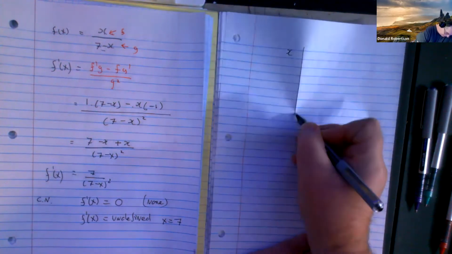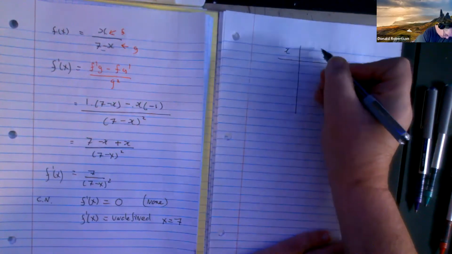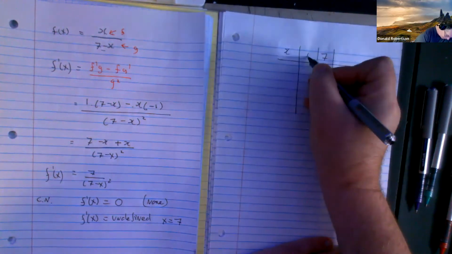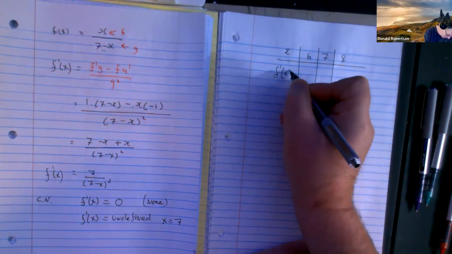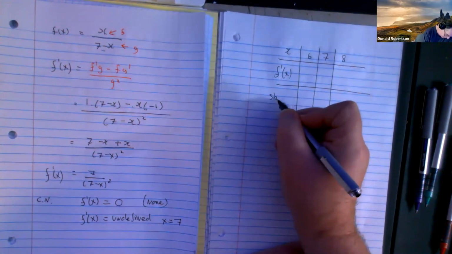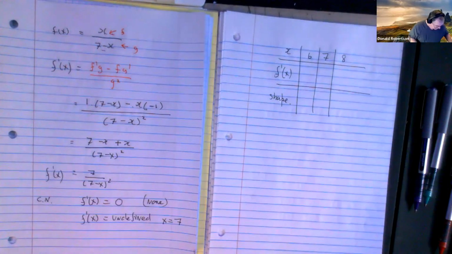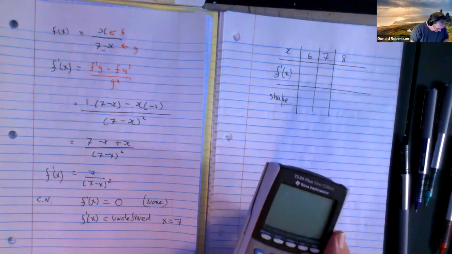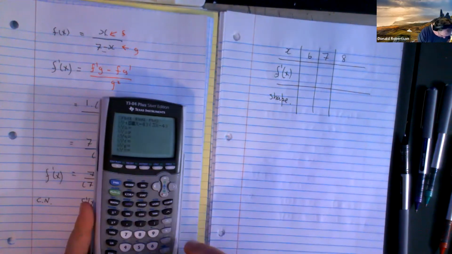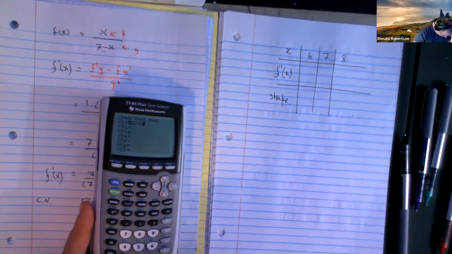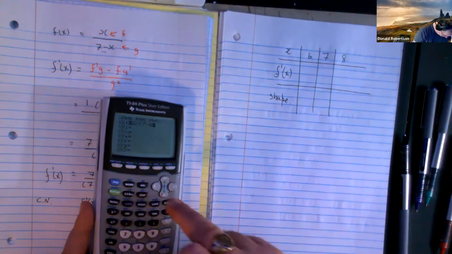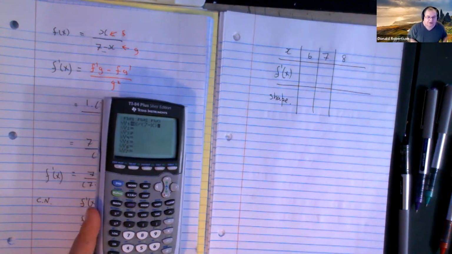It's going to be x. There's going to be a 7 in it, because that's one of my critical numbers. I'm going to pick 6. I'm going to pick 8. I'm going to put the value of the derivative, and then I'm going to do the shape. Go to my calculator, type in the derivative, which is x divided by, put a bracket around it, 7 take away x. That bracket is important, it's not cosmetic.